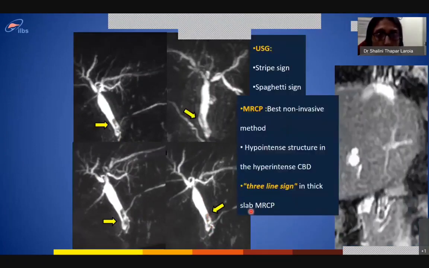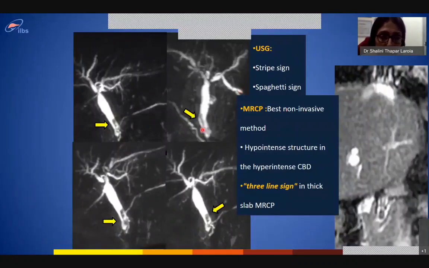This is nothing but a worm. This is a parasite. Absolutely wonderful. He's got it. So this is a parasite. This is just a roundworm. Very common in Ascariasis. Very common in Indian situations. On ultrasound, you can pick this up in the CBD as a stripe sign or a spaghetti sign.